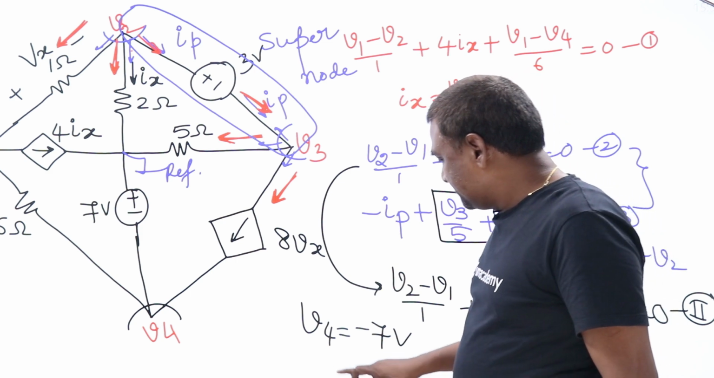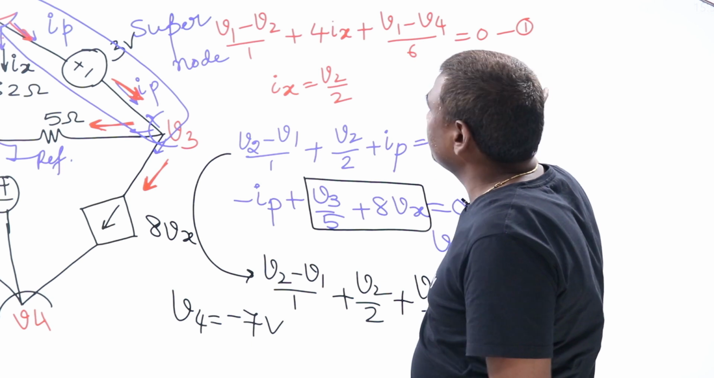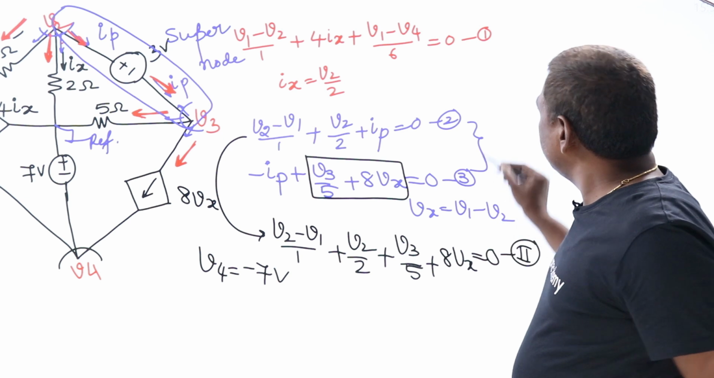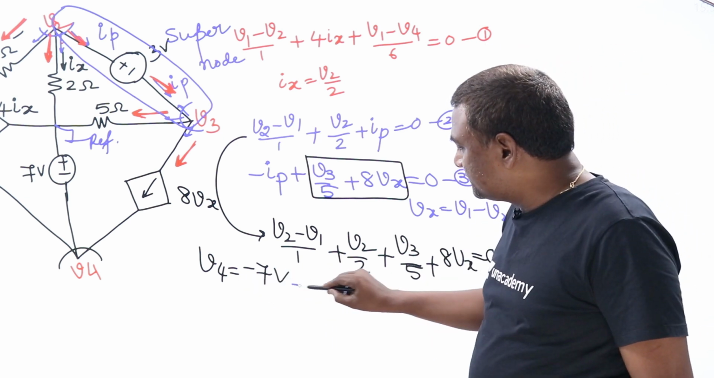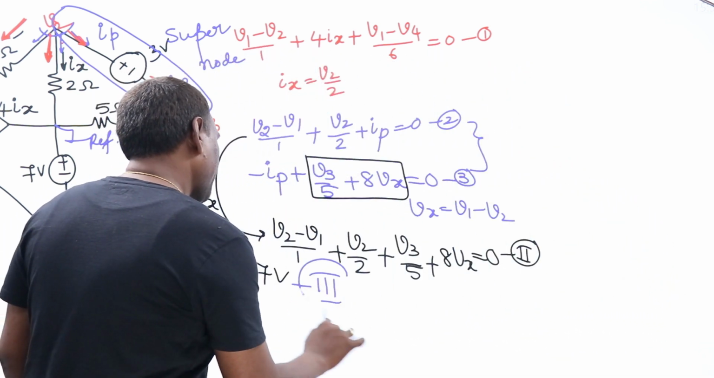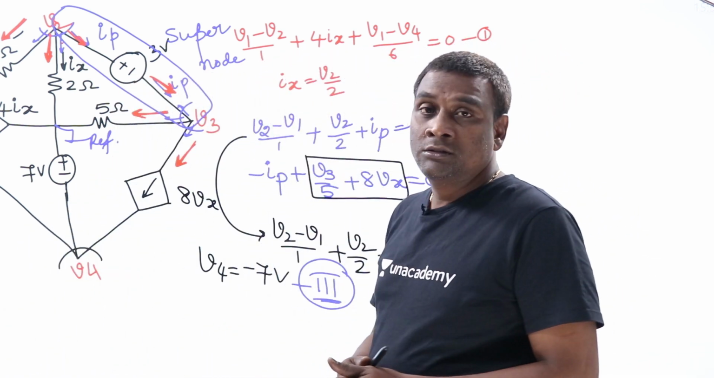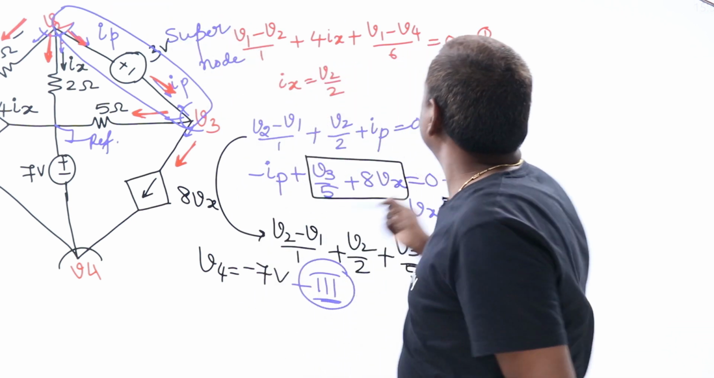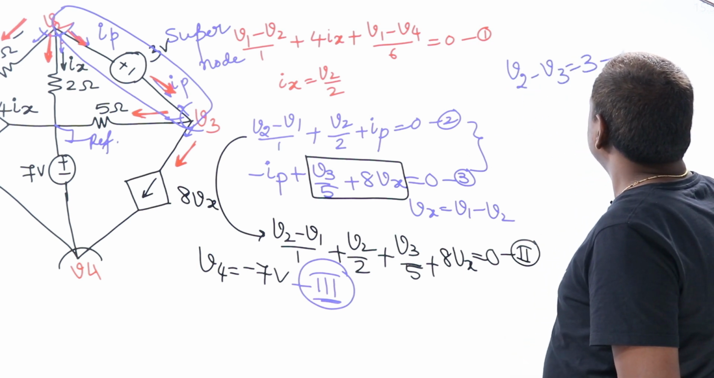Now see, this is going to be the first equation. Combinedly, I got the second equation, and this is going to be the third. Where is the fourth, because we need 4 equations, right? Now, V2 minus V3 is going to be 3. That is the 4th equation.